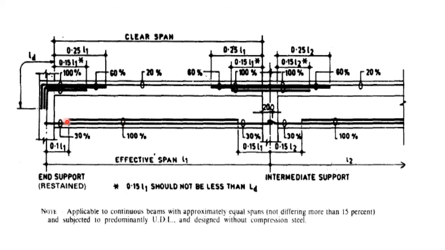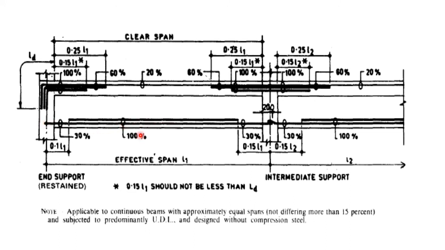Then if I want to cut off, they have told 30%. It means if it is 6 bars, I can cut off 1 or 2 bars. Therefore, if I am providing 6 bars, usually what we do is we provide 3 bars throughout and 3 bars will be cut off. Then up to what distance will they be cut off? It will be cut off at a distance of 0.1 of the effective span from the center of the support.